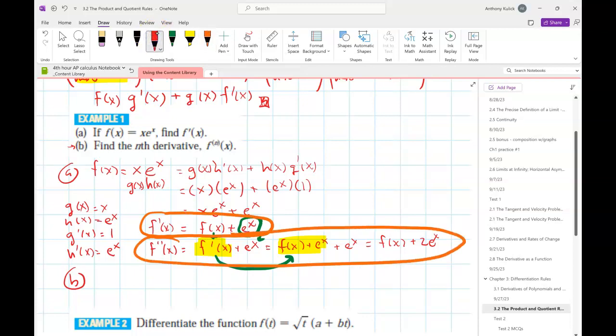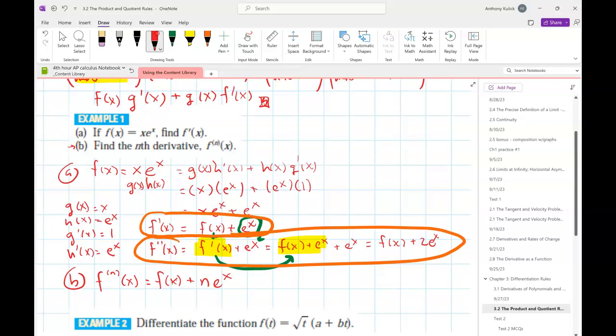So the first derivative was f of x plus e to the x. Second derivative was f of x plus 2e to the x. The nth derivative should be f of x plus n e to the x. Yeah, that's it.